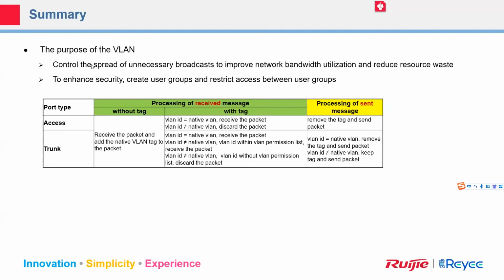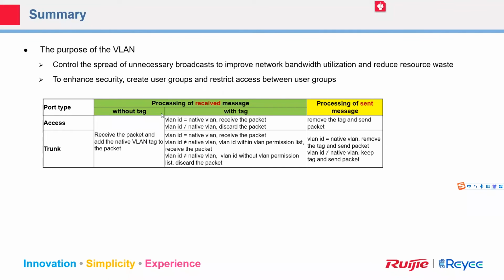So what's the purpose of the VLAN? We have to know. We want to control the broadcast domain, and then we can improve the network bandwidth utilization and reduce resource waste. So that's why we use the VLAN. Of course, if in your network we don't have so many terminals, or maybe we already have a router, you can use only one VLAN, it's okay. And to enhance security, we can create user groups and restrict access between different user groups. So this is a purpose.